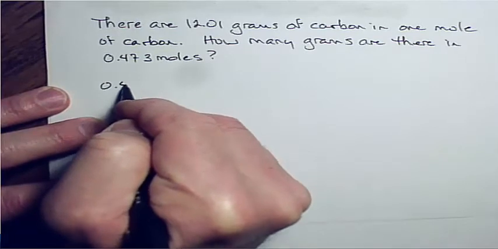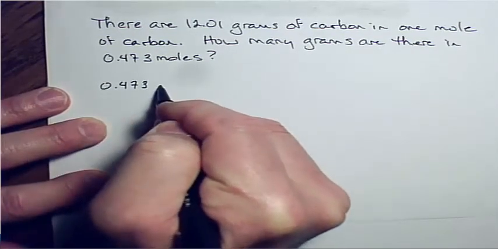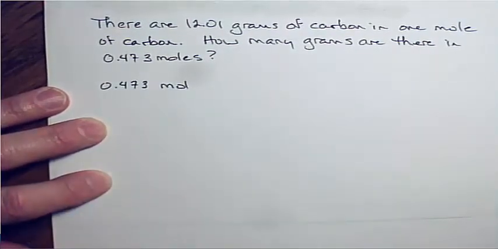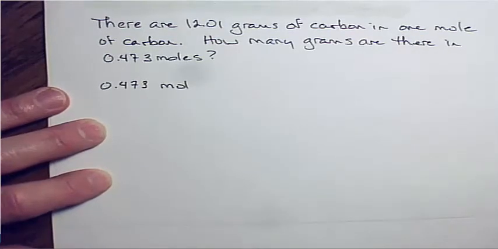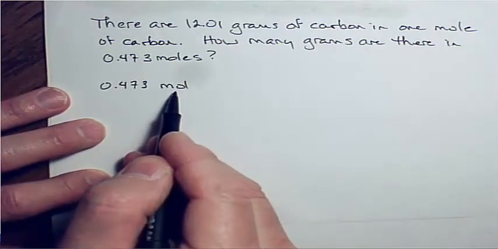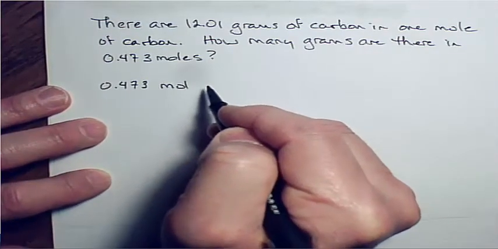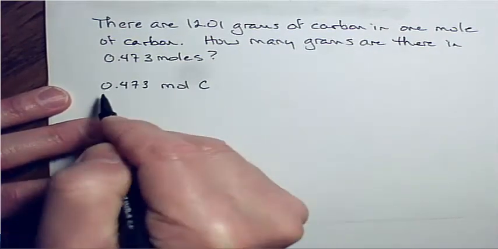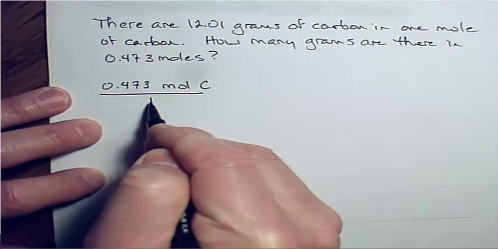We've got 0.473 moles, and by the way, that's the shorthand for moles. I know that's kind of a strange shorthand, but if you were in Germany, that's the way you'd spell mole anyway. Moles of carbon, and the symbol for carbon is a C. Going to put the starting amount over 1.